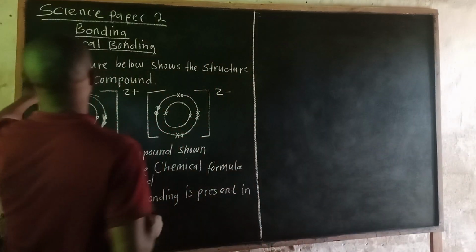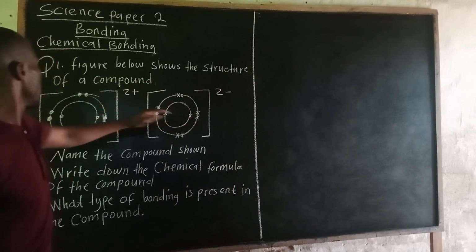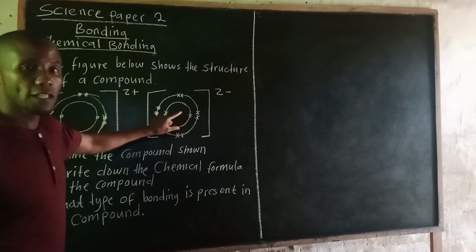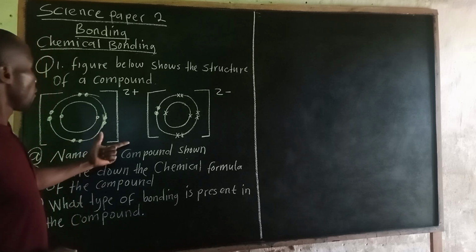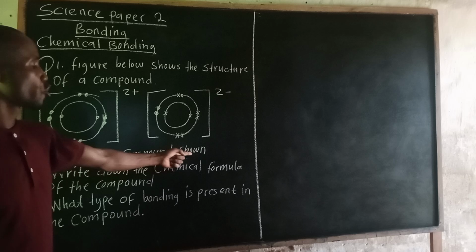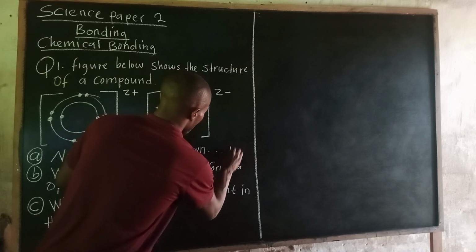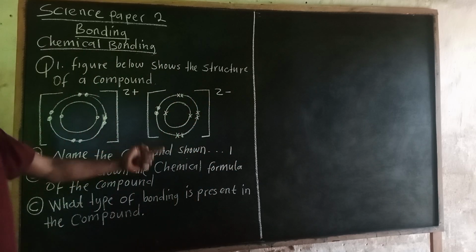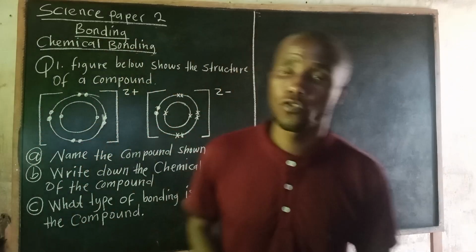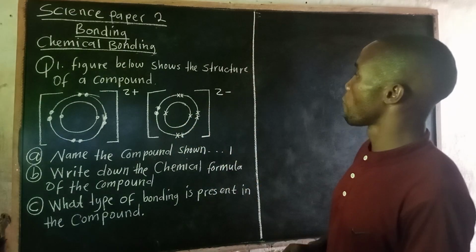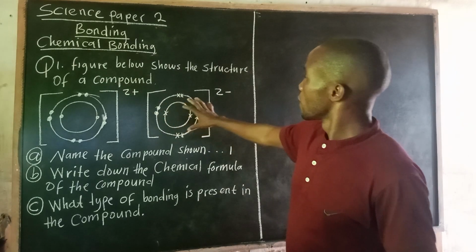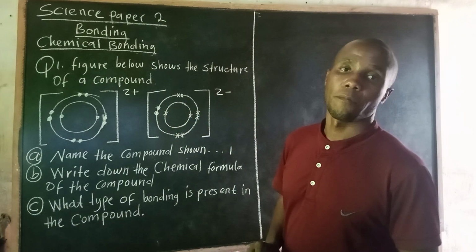Question number 1, the figure below shows the structure of a compound. So this is the compound. Now we have a question A, name the compound shown. This is 1 mark. Name the compound shown. So now, as a learner, how are you going to know this particular compound? Because all we are given there is just the diagram.